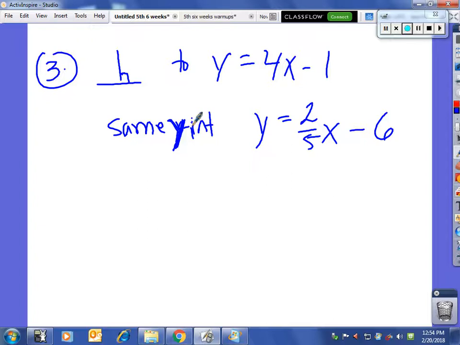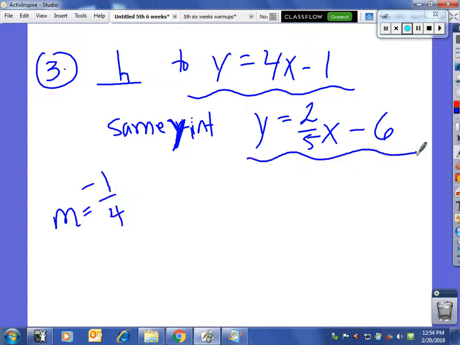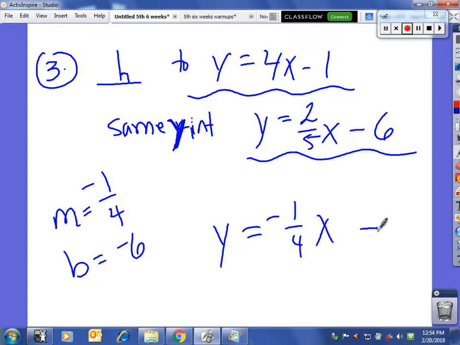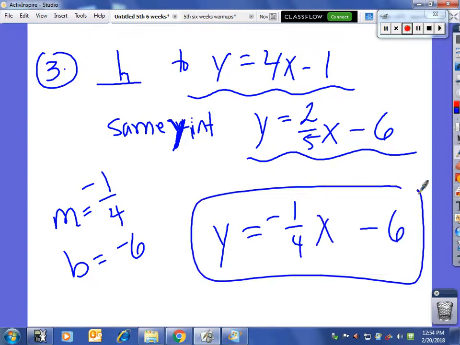No. You have it backwards. I want you to be perpendicular to this line. So what slope should you have? Negative 1/4. I want you to have the same y-intercept as this line. So what's your y-intercept? Minus 6. So y equals negative 1/4 x minus 6. Bam. No work to do really except to know about perpendicular lines.